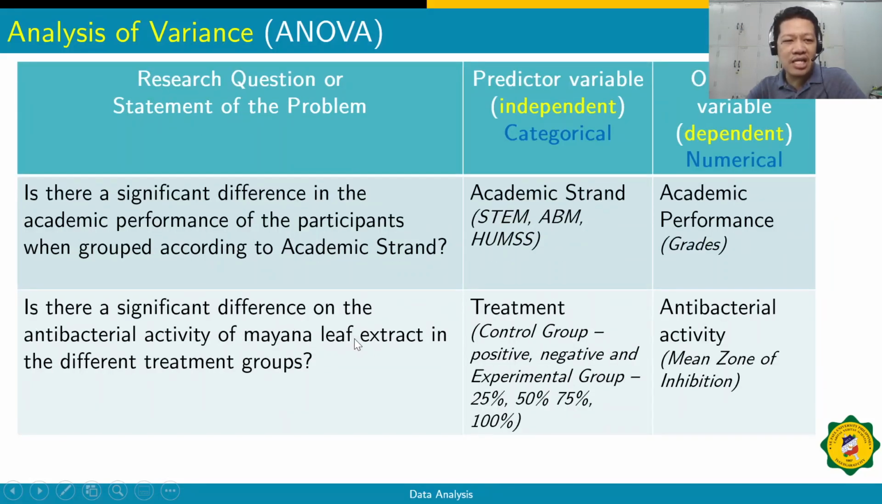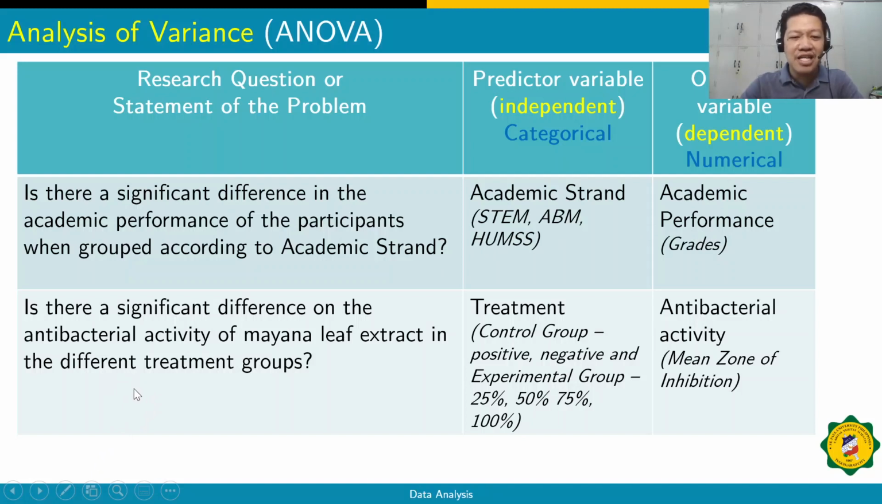How about this SOP here? Is there a significant difference in the academic performance of the participants when grouped according to academic strand? So we have 3 groups of academic strand here: STEM, ABM, and HUMSS. And the dependent variable is academic performance in terms of grades. So you may use ANOVA. But let's have another one.